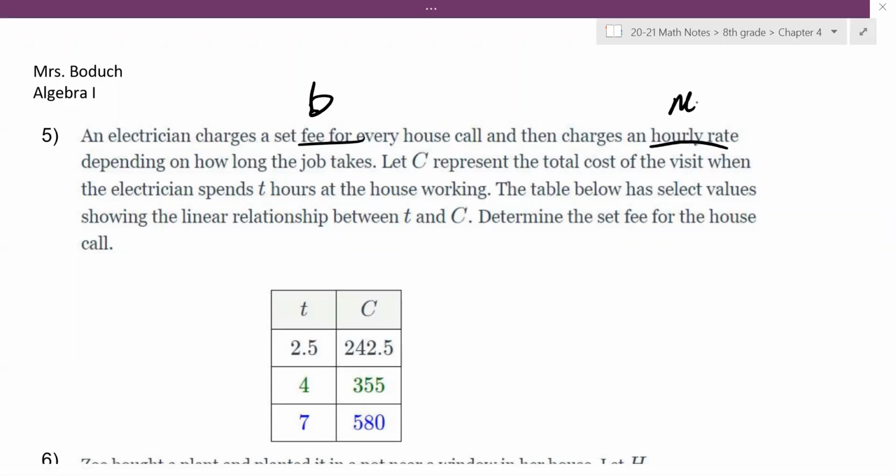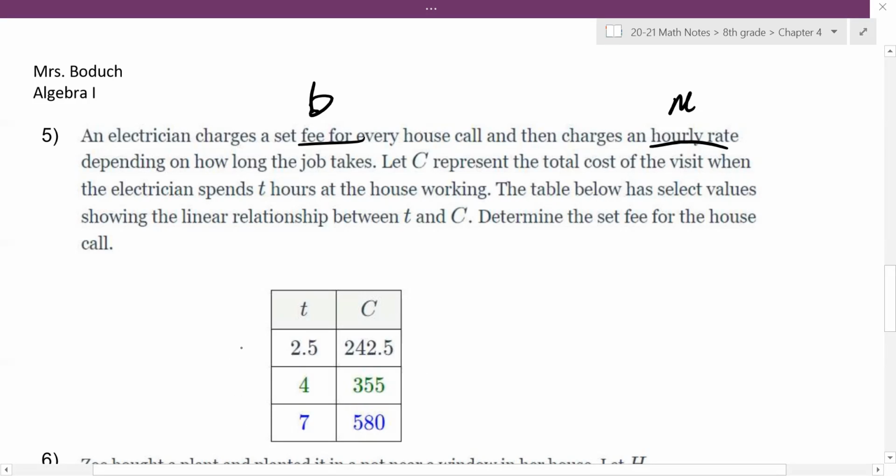Let C represent the total cost of the visit and t the time the electrician spends at the house working, in hours. The table below has selected values showing the linear relationship between t and C. So if the electrician was there for 2.5 hours, it would cost you $242.50. If they were there for 4, it would cost $450. 7 is $580. And if that sounds steep, that's not too far off of what actually happens.